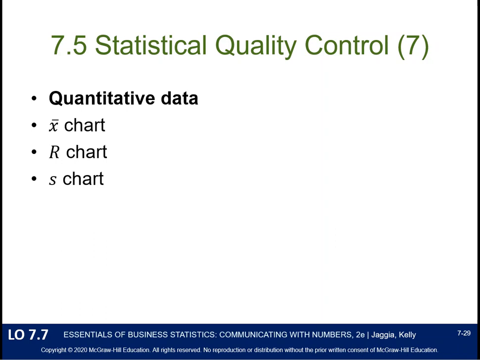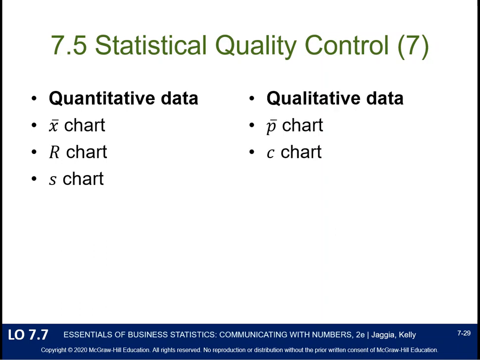So we're looking more at the standard deviation, the variability of it. And then for qualitative data, we can use the P chart or the P bar chart, which measures the proportion of defects or whatever characteristic we're looking for, or the C chart, which measures the count of defects. So we may count it, and we'll want to make sure that the count of defects is within the normal range.